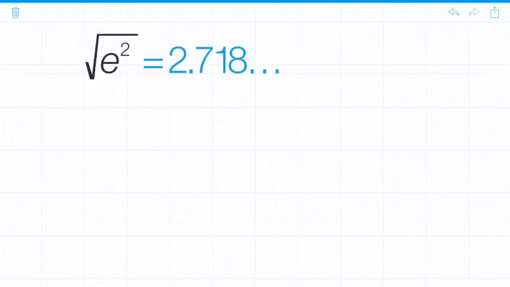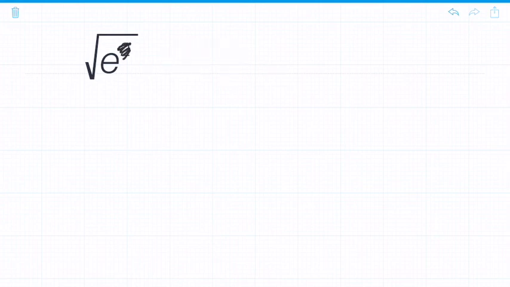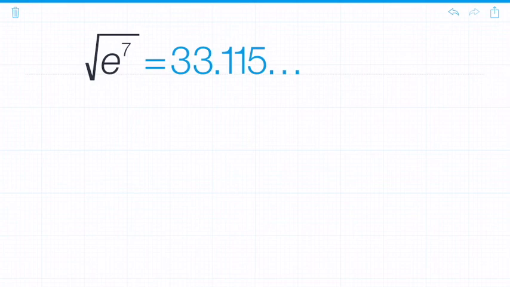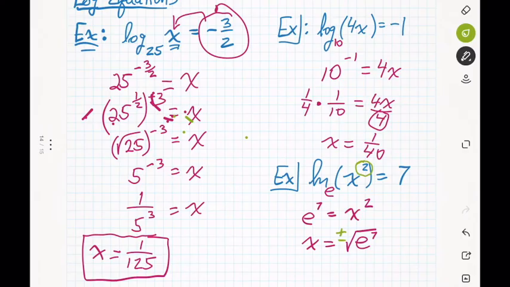So e is about 2.718. Oh, that's not it. e to the 7th, there we go. 33.12. This would be approximately 33.12.